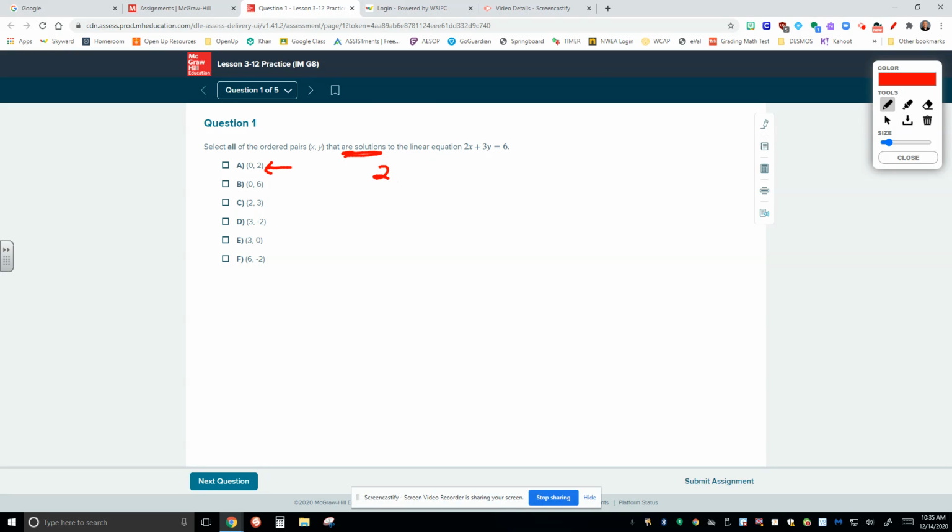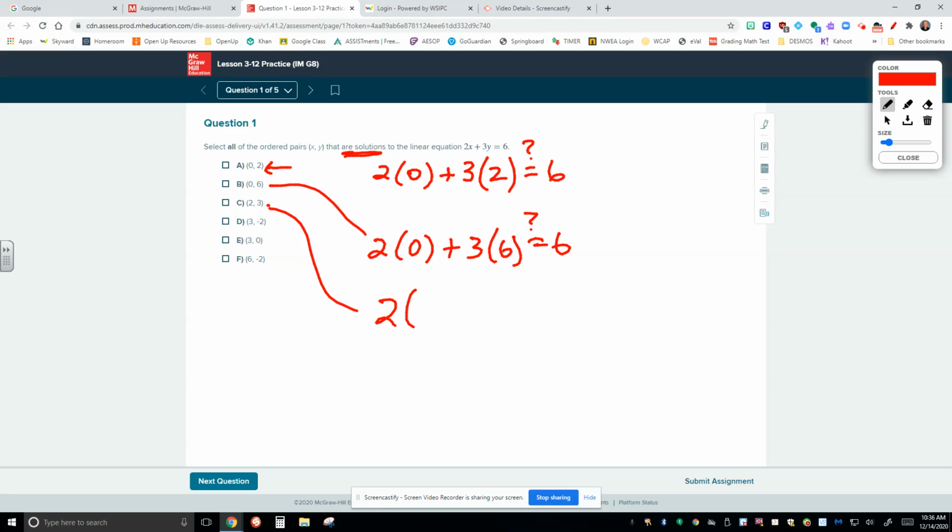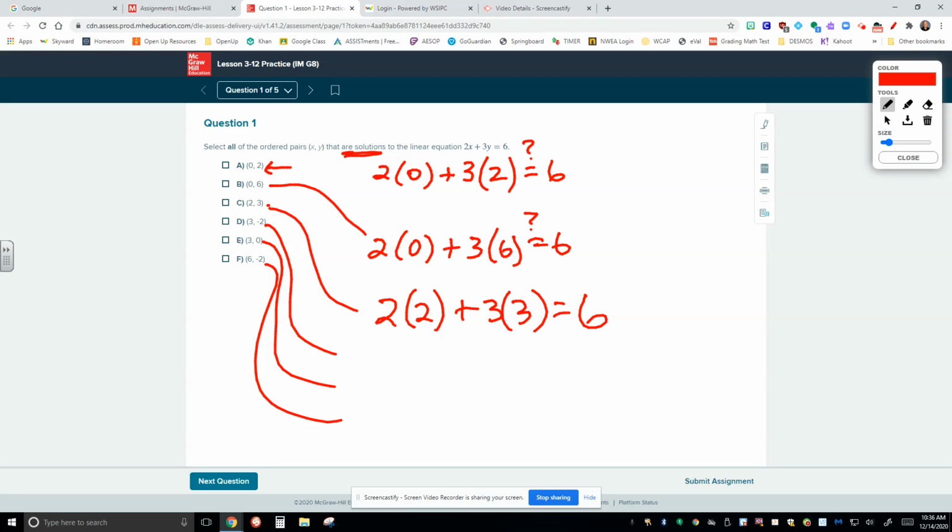So when we see 2 times x plus 3 times y equals 6, our job is to go through here and start adding these in. So in this case, I'd put in 0 here for x, 2 here for y. The next one would be 2 times 0 plus 3 times 6 equals 6. And what I'm doing is questioning, are each of these true or not? On the third one, I would have 2 times 2 plus 3 times 3 equals 6. And I have to continue to go through every single one of these again and again to see if they're going to come out true.